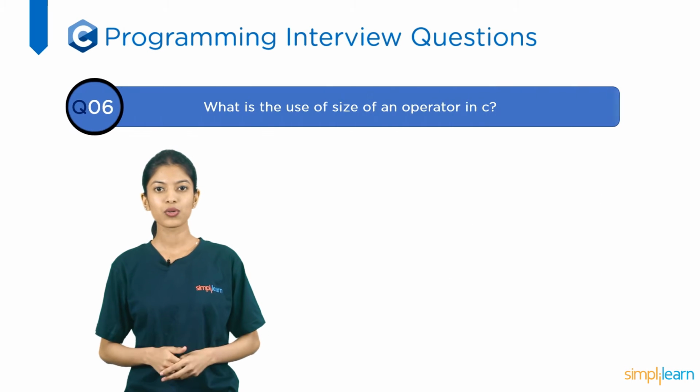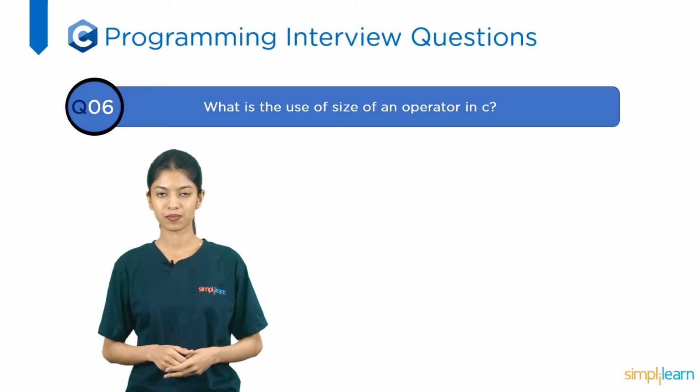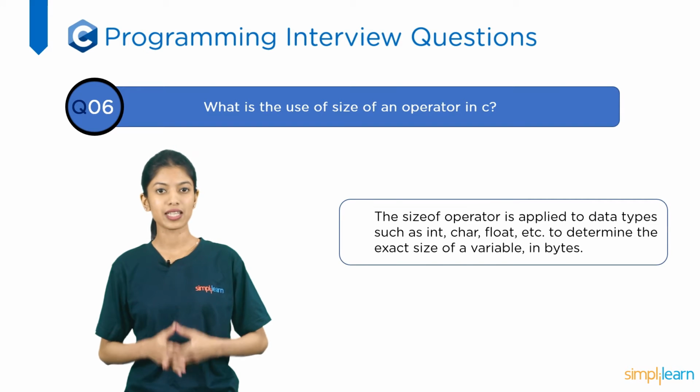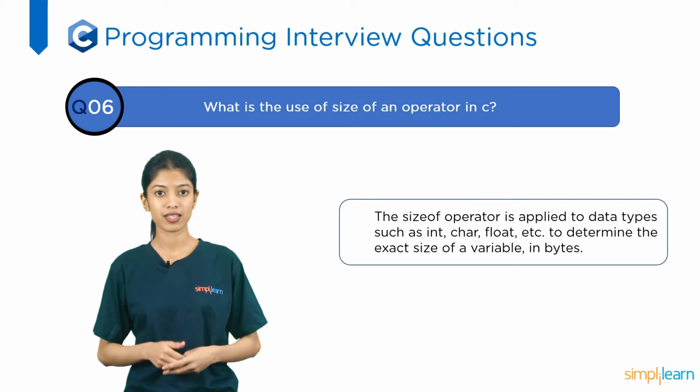Next, what is the use of the sizeof operator in C? The sizeof operator is applied to data types such as int, char, float, etc. to determine the exact size of a variable in bytes.